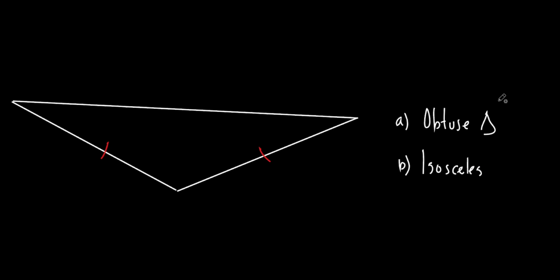All right, so you can have an isosceles right triangle. You could have an isosceles acute triangle. You could have an isosceles obtuse triangle, okay? Just got to look to see what the angles are. Everybody good with that? All right, let's do another one.